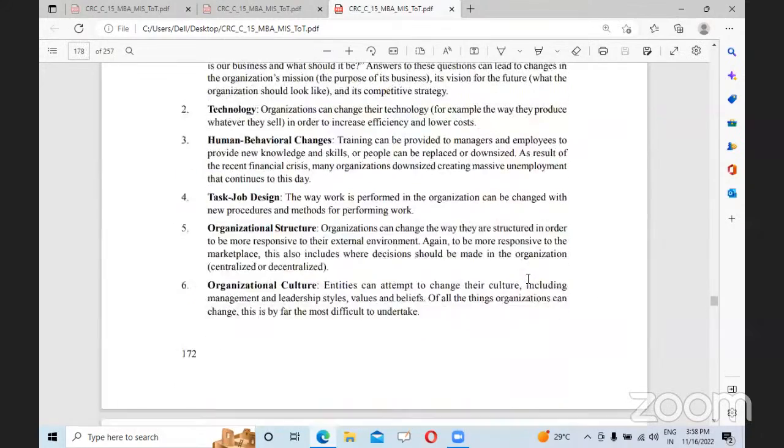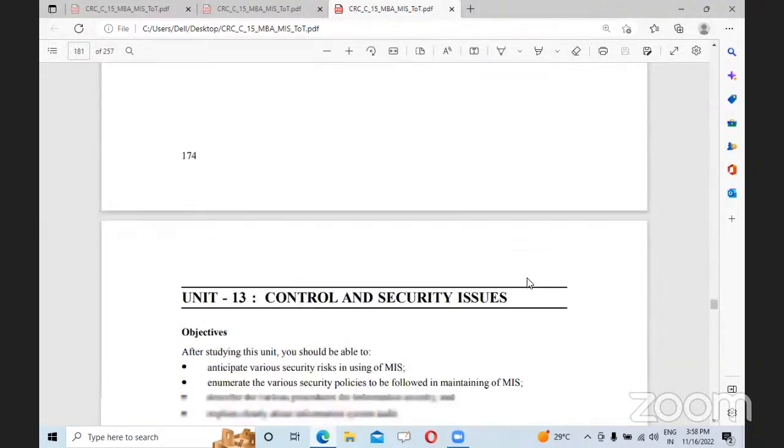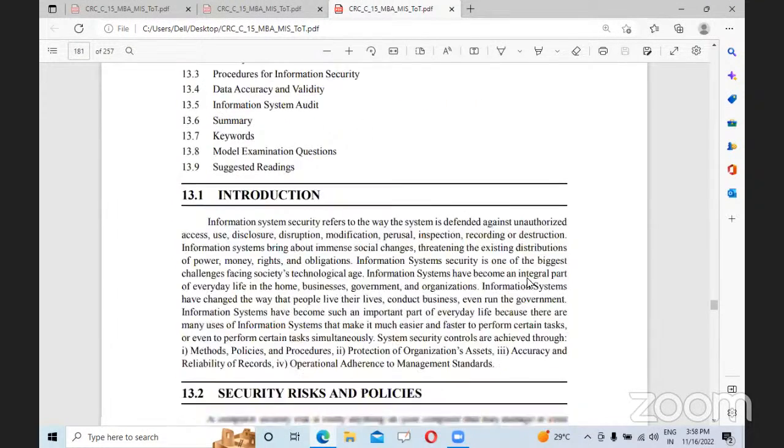Relating to augmented features and integrating MIS with changing organizational goals, we will be taking care of that in the next session, along with control and security issues.